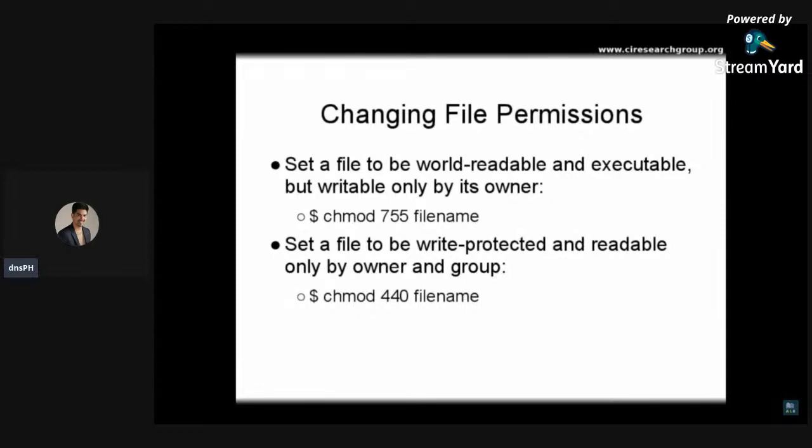In the first example, 755 means permission 7, which is 4 plus 2 plus 1, meaning read plus write plus execute, for the owner. That's the first number of the 3. The first 5, the second number of the 3, sets permissions for the group, which is 4 read plus 1 execute, making 5. The same applies for the world, read plus execute, which is the third number. In the 440 case, the 4 means read only for the owner, the second 4 means read only for the group, and 0 means no access whatsoever by people who are not members of the group with which the file is associated.